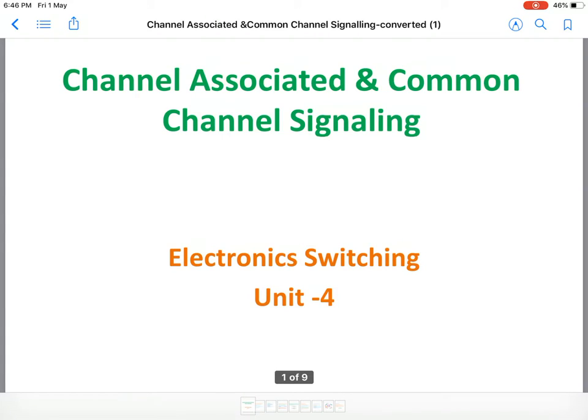Today we'll be discussing channel associated signaling and common channel signaling. So it is all about signaling procedures and protocols in telecommunication, how a call is set up, how a call is terminated, and so on. So there are two main methods. One is the channel associated method and another is the common channel signaling method.